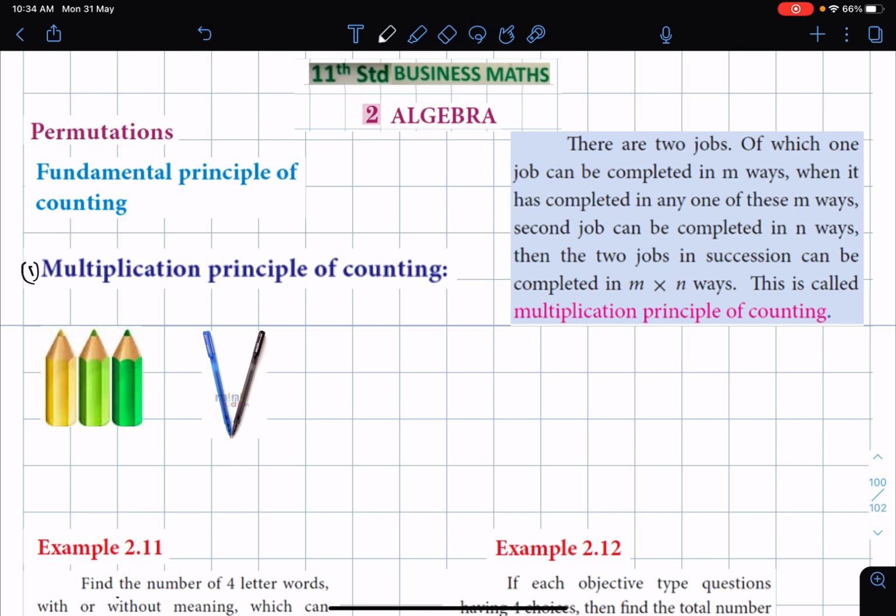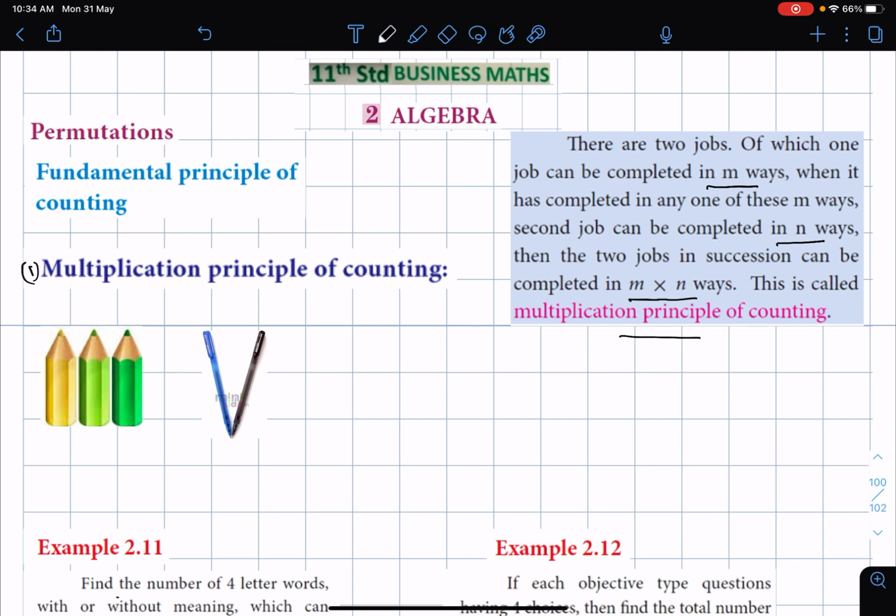There may be two jobs, of which one job is completed in m ways and then the second job can be completed in n ways. Now the two jobs in succession can be completed in m into n ways. This is called the multiplication principle of counting. So I will explain it with an example.